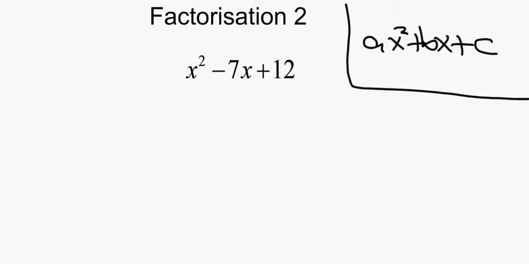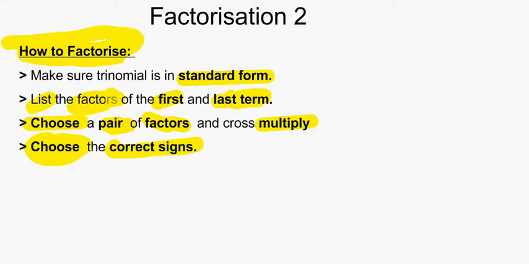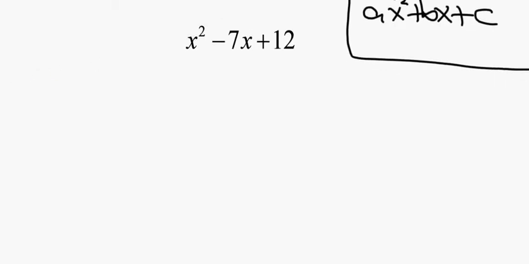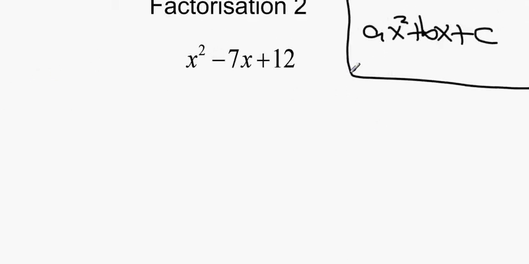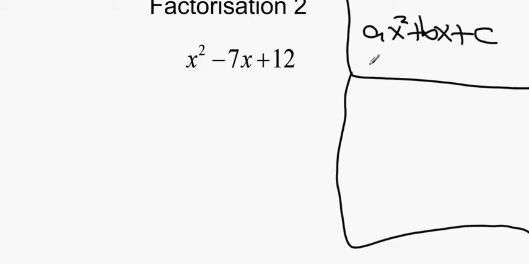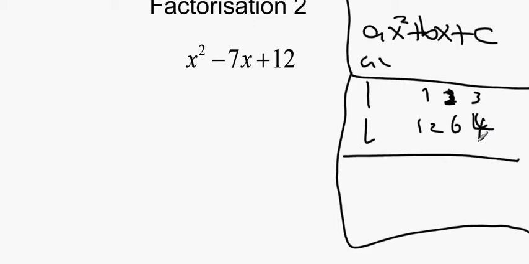Now we're going to list the factors of the first and the last term. The first term here is, remember, a. So the factors of the a term here is 1, and that is just 1 and 1. The last term here, or the constant, is 12. So let's list the factors of that. It will be 1 and 12, 2 times 6, and 3 and 4, which gives us nice little factors to play with. So we listed the factors of the first and the last terms down like this.